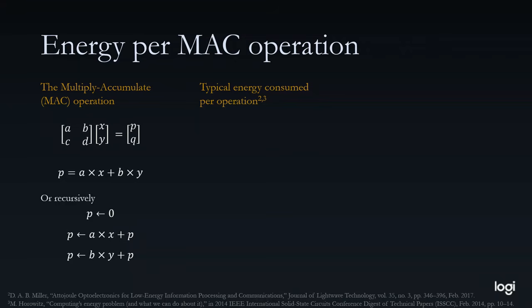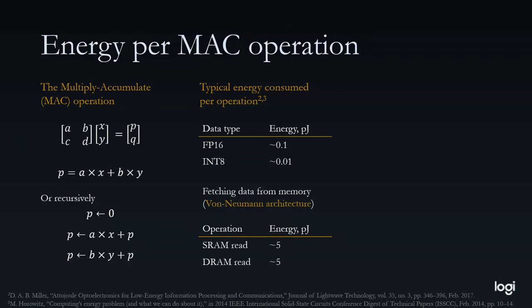Now, the typical energy consumed per float operation is of the order of 0.1 picojoules, that's 100 attojoules. So these are really efficient operations. If you're working with ints, they would even be better, so that's about 10 attojoules. If you are fetching data from memory, which we have to, that corresponds to about 5 picojoules-ish. So the numbers can vary, it's just an order of magnitude.